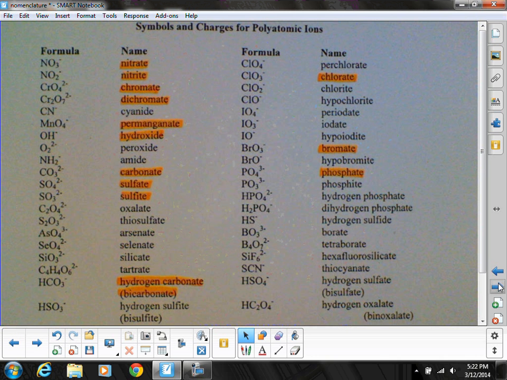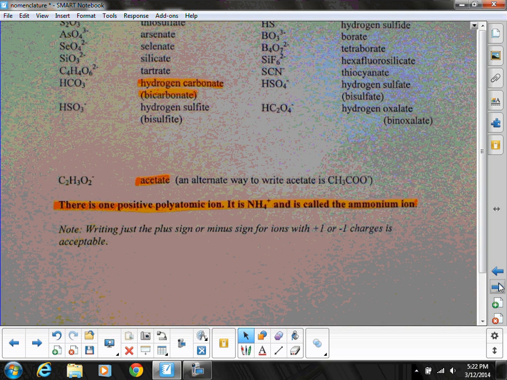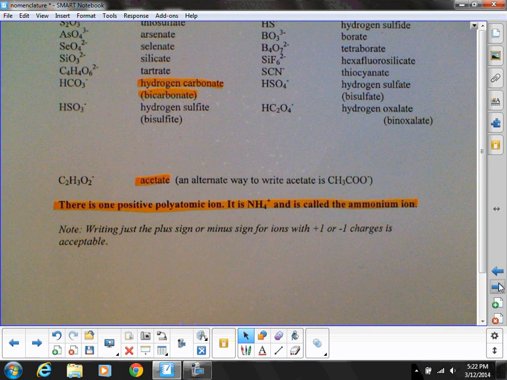For instance, on one side you put NO3 minus 1, and you put nitrate on the other side. Then we have NO2 minus 1, that's nitrite. So recognize, based on the formula, what the name of it is and what the charge is for it, or from the name, know what the formula and charge are for those substances. Further down the list here, we have acetate, which is another one. It was on the previous slide. There is only one positive polyatomic ion, and that's called ammonium. It's NH4 plus 1. Make sure you make a flashcard for that one as well, because that one is also fair game.